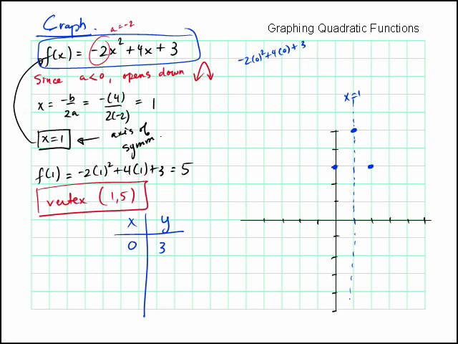negative 1. Plug in negative 1. That would be negative 2 times negative 1 squared plus 4 times negative 1 plus 3. That's going to be a negative 2 times a positive 1 minus a 4 plus a 3. And that will simplify to negative 3. So our parabola goes through the ordered pair negative 1, negative 3, which would be right about here. Now, if it goes through a point there, then it's going to also go through a point the same distance away on the other side, which would be right here.